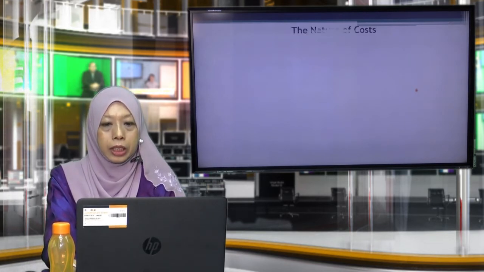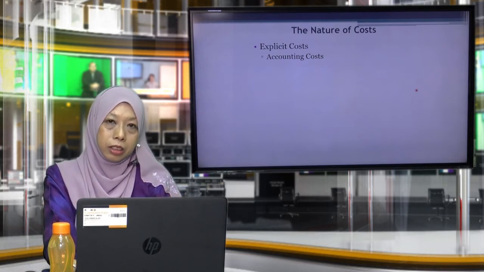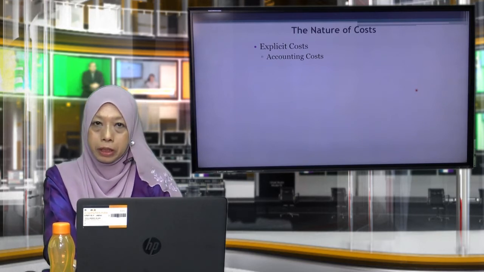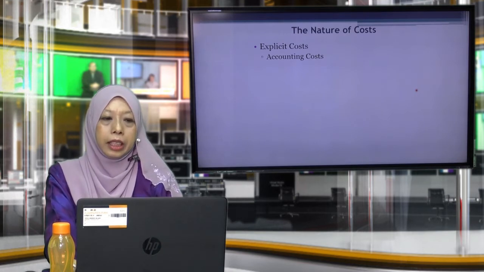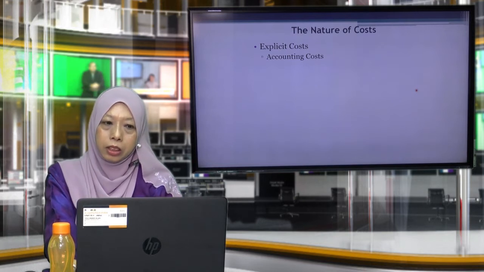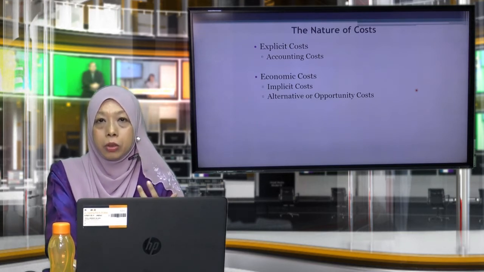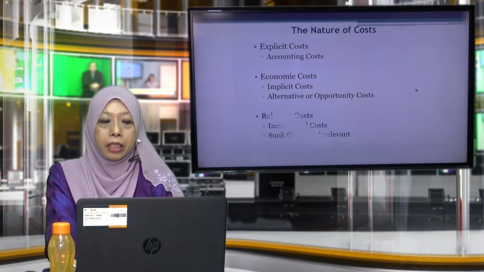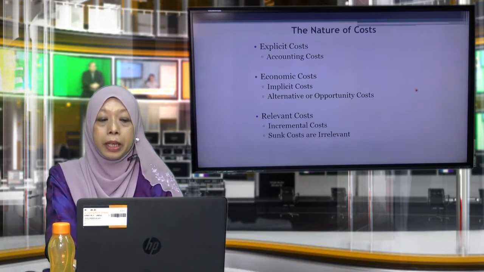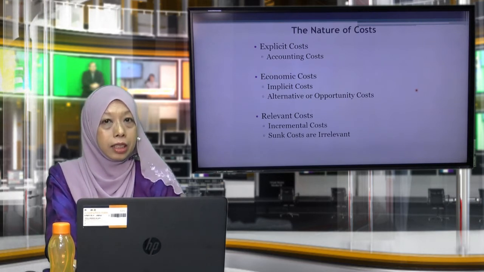Okay, now let's start with the first one. We're going to look at the way economists define cost. This brings us to the nature of cost. The way we define cost differs from the accountant's perspective and the economist's perspective. When we talk about cost, the way we measure it, we can divide it into explicit cost or implicit cost. Explicit cost is also known as accounting cost. But when we talk about economic cost, we are going to look at the concept of implicit cost and also the concept of opportunity cost. Apart from that, other relevant cost concepts that we need to know would be incremental cost and also sunk cost.